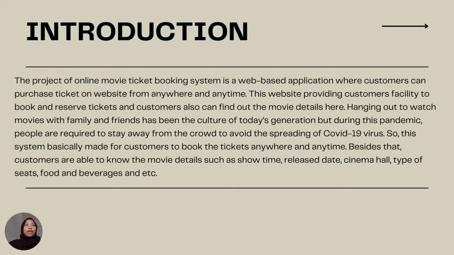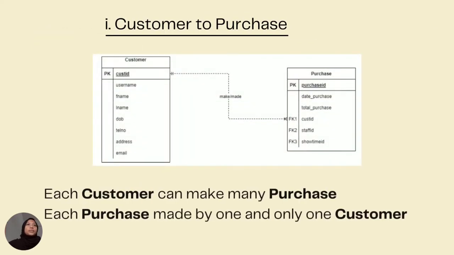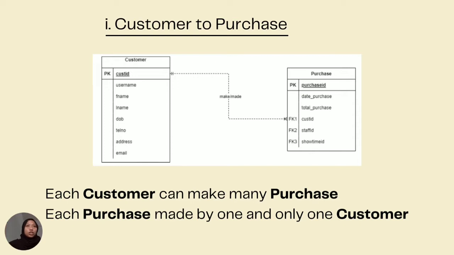To explain more about our system, let's move on to the ERD diagram. This is our ERD diagram. To explain the relationships in this diagram in more detail, I will use business rules. First is customer to purchase. From customer to purchase is a one-to-many relationship. Each customer can make many purchases, but each purchase is made by only one customer.